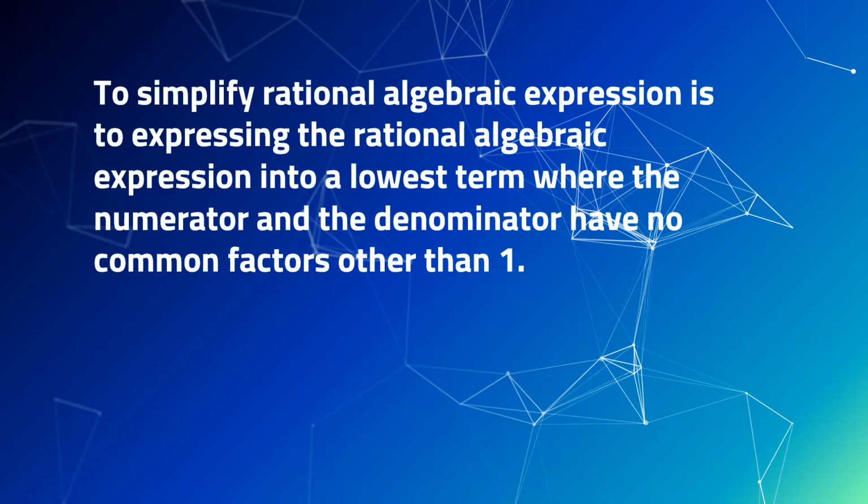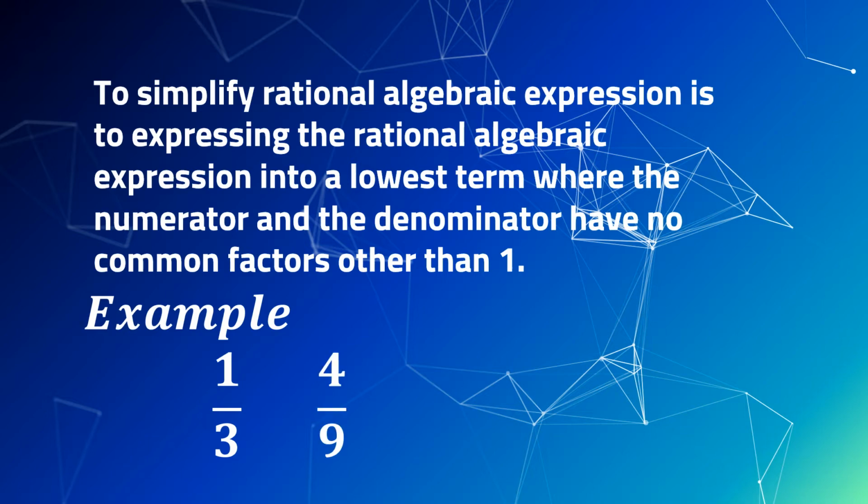To simplify a rational algebraic expression is to express it in lowest terms, where the numerator and the denominator have no common factors other than 1. So this means that the numerator and denominator are relatively prime. Here are the examples. Let's say 1/3. 1 and 3 have no common factors except 1, as well as 4/9.